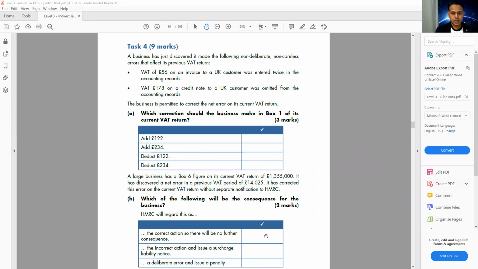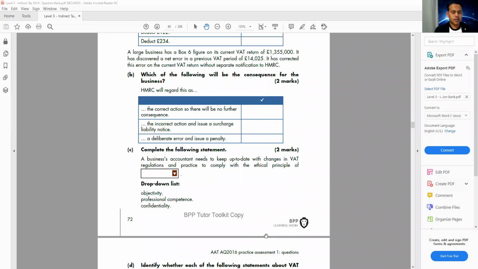Next one we have here says a large business has a box 6 figure. What is the box 6 figure? Anyone remember what we actually write in box number 6? What is inside box 6? Total sales. Yeah, in box 6, we actually record all the total sales. Well done, Sharon. Yes, box number 6 tells us how much the total sales are.